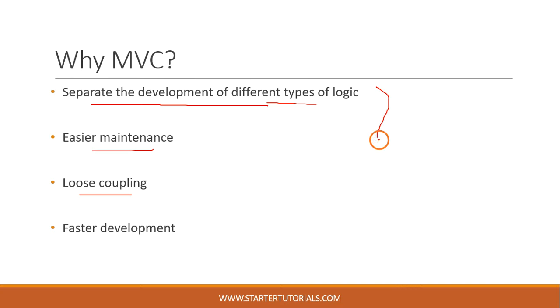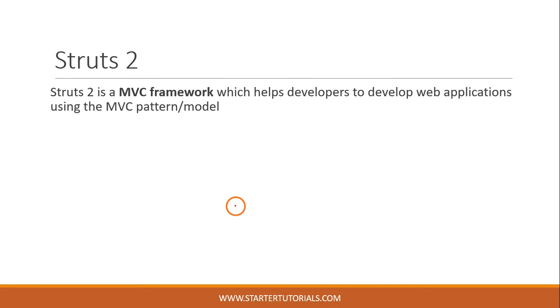Now all these things will allow for faster development. Okay, now let's talk about Struts 2. So this is what we are going to do in our project. Struts 2 is a Java MVC framework. I already discussed what is meant by a framework and what is meant by a pattern. Right. So what does Struts 2 mean?